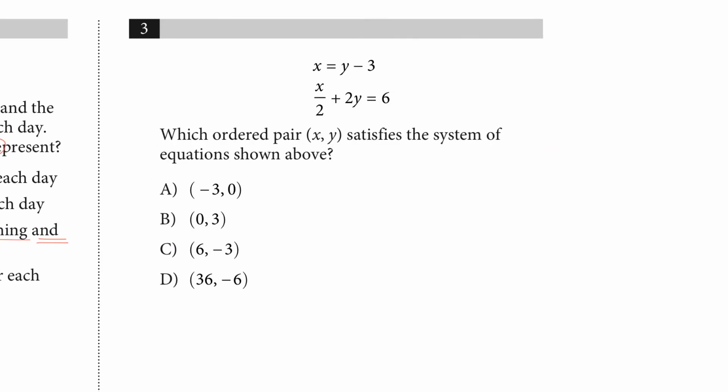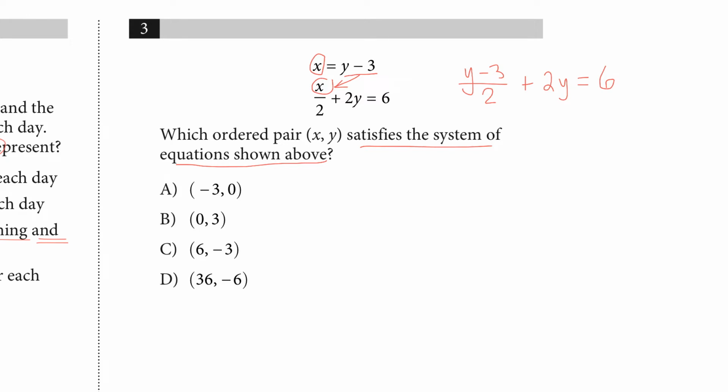Okay, so problem number 3, we have a system of equations. It says which ordered pair satisfies the system of equations shown above. So in this one we have x is equal to y minus 3. So what we can do is replace this x with y minus 3. So in the second equation, instead of x, I'm going to have y minus 3, which is x, over 2 plus 2y equals 6. So all I'm doing is substituting for x in the second equation using y minus 3.